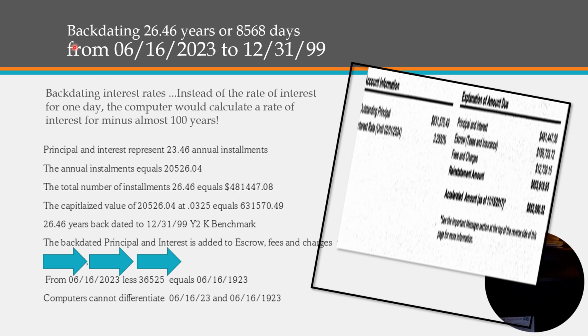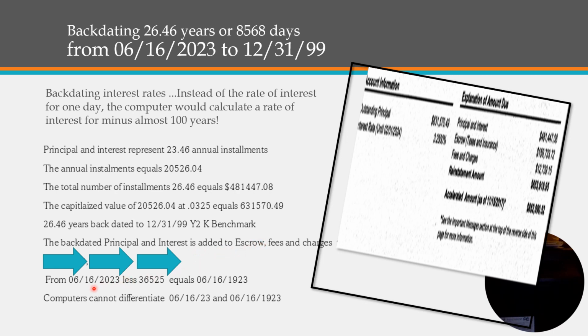12/31/99. In other words, 26 years backdates 8,568 days from 6/16/23, which would be the following month's payment. It'll backdate from 6/16/23 back to 12/31/99. Y2K. There it is. There it is. The backdated principal and interest is added to escrow fees and charges.